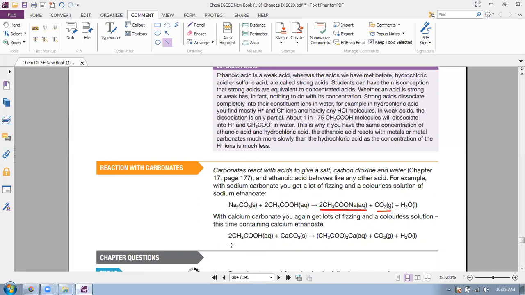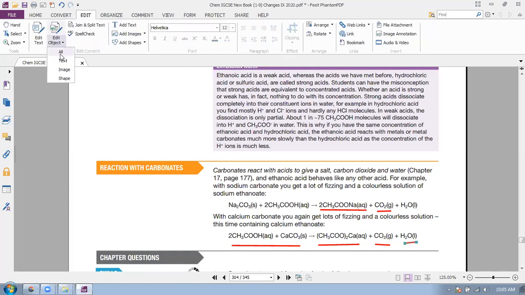And ethanoic acid reacts with calcium carbonate. Look at this. It would be calcium ethanoate, carbon dioxide, and water. A similar reaction we can write: ethanoic acid would react with magnesium carbonate. Doesn't matter. It would form magnesium ethanoate, carbon dioxide, and water. I can show you this.